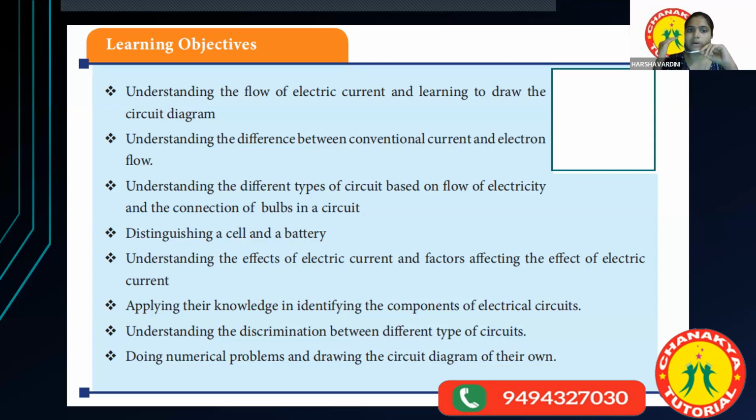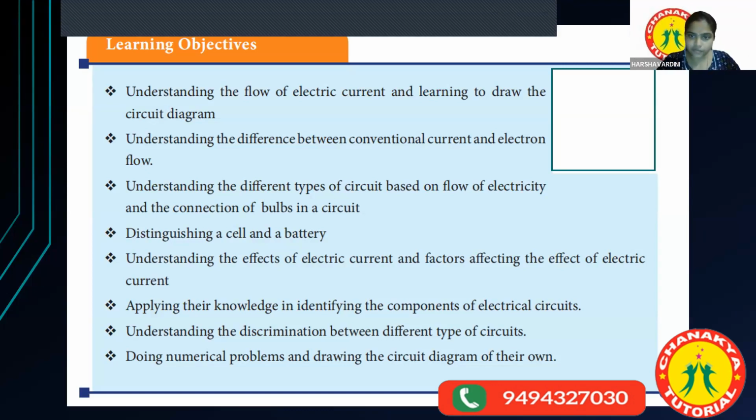We will understand what the flow of electric current is, what electric charge is, what positive charge is, what negative charge is, and everything. We are going to differentiate between conventional current and electron flow. These are the learning objectives for the whole lesson. We are going to see the different types of circuits based on the flow of electricity. First, we will see what a circuit is and what the flow of electrons in the circuit is, and then the different kinds of circuits and how the flow of electricity differs in them.